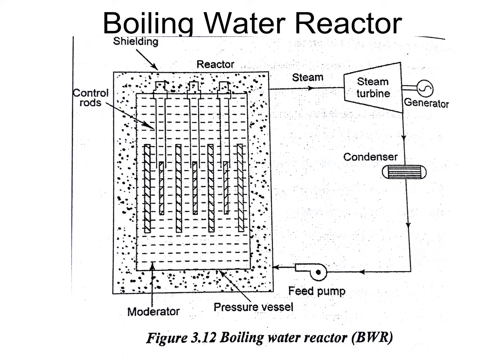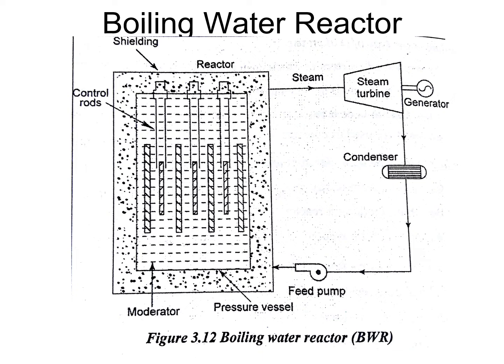The steam generated will expand in the steam turbine, after which it will go to the condenser. The condensate will be pumped by means of a feed pump, and again it will be circulated to the reactor pressure vessel. So this is the moderator, fuel rod, control rod. This entire setup is called the pressure vessel.